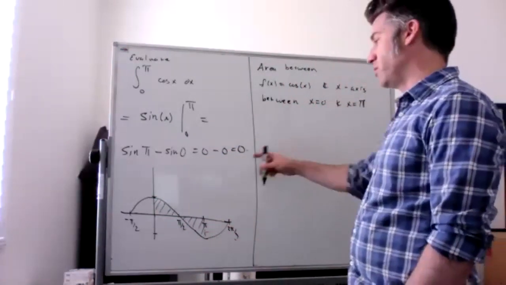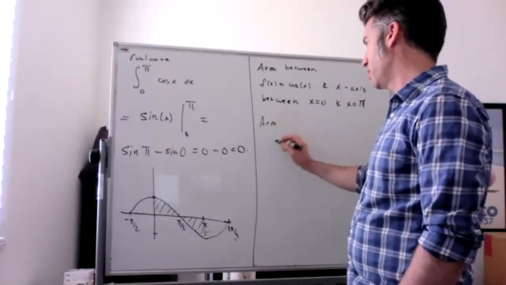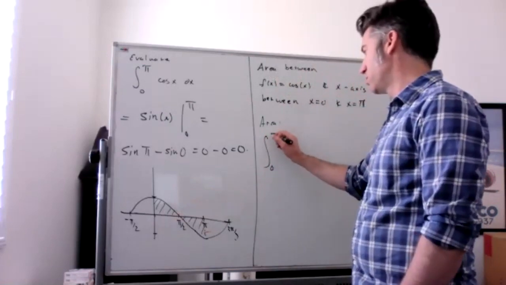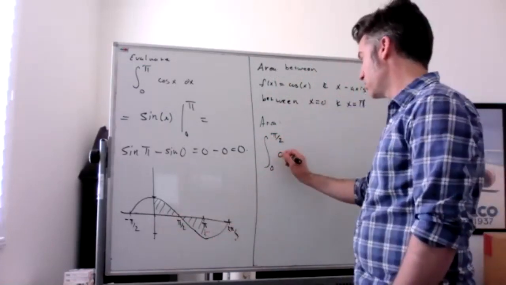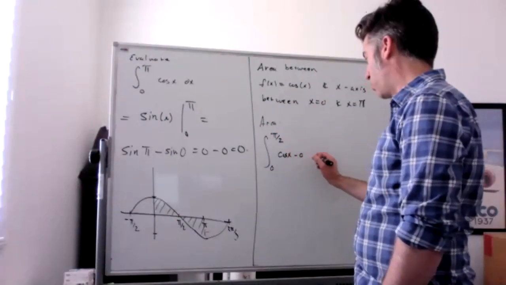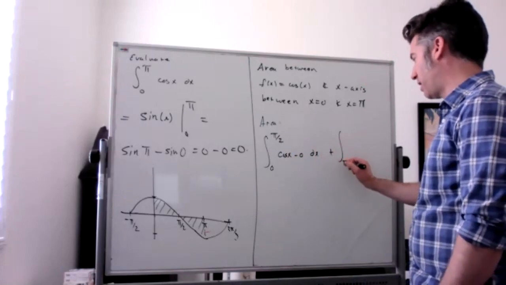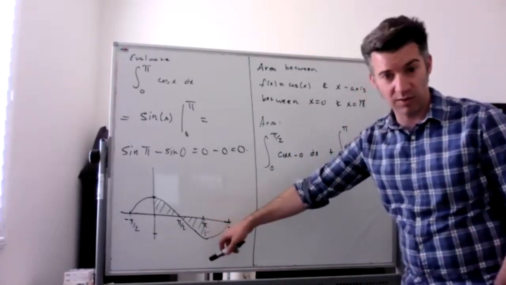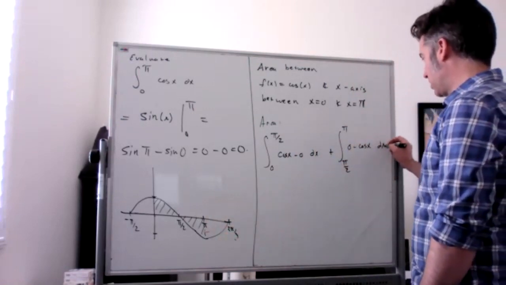So the long way of doing this one is to say, well, the actual area is going to be the integral from 0 to pi over 2 of your height, which is cosine x minus 0, your width is dx, plus the integral from pi over 2 to pi. Now your height is 0 minus cosine x, and your width is still dx.